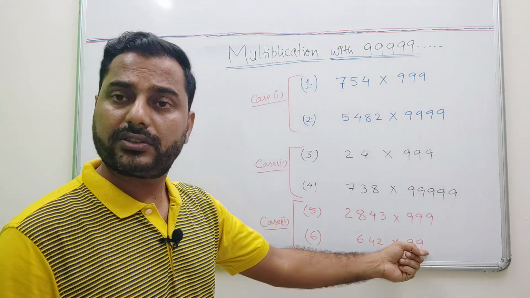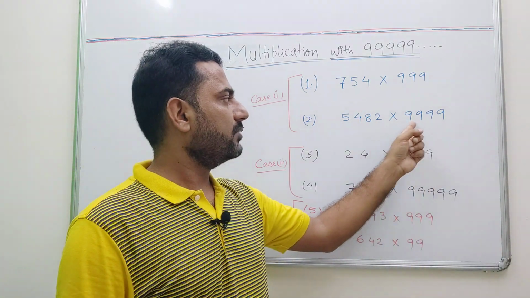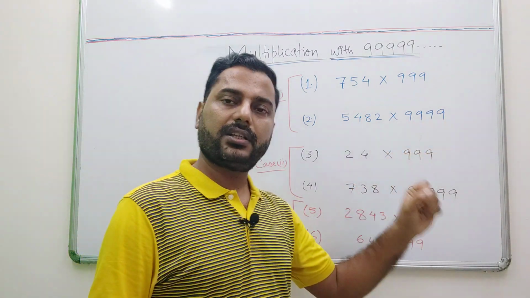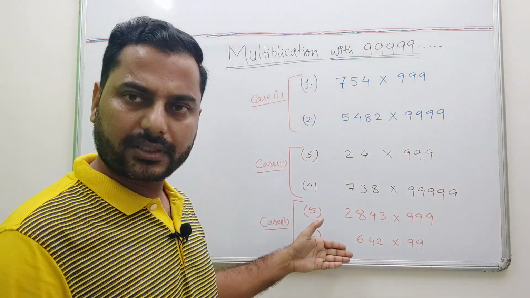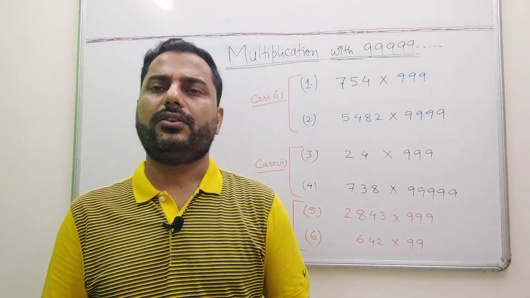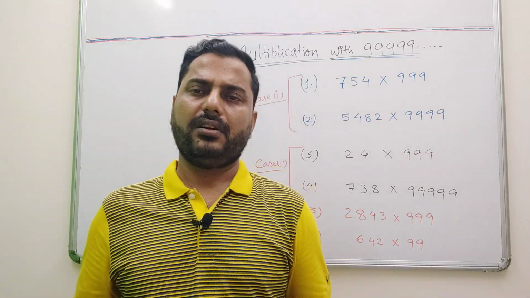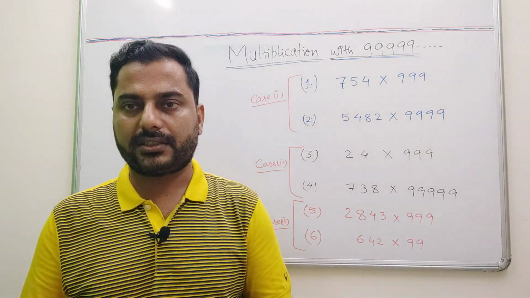Sometimes it is just 2 9s, that is 99. Then we have 3 times 9, we have 4 times 9, and I have also taken 5 times 9. All these numbers have been multiplied with different numbers. And we can find the result of these things without using pen and paper in less than 5 seconds. And that is the power of speed maths.